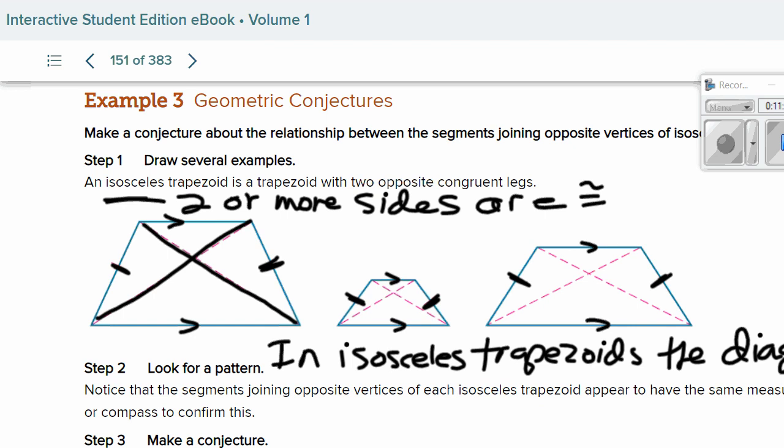Doesn't matter that they're congruent to each other from trapezoid to trapezoid, just the diagonals inside of each one are going to be congruent to each other. Okay, so that's using geometry to help make conjectures using some of the rules in geometric figures. Okay, let's go here.